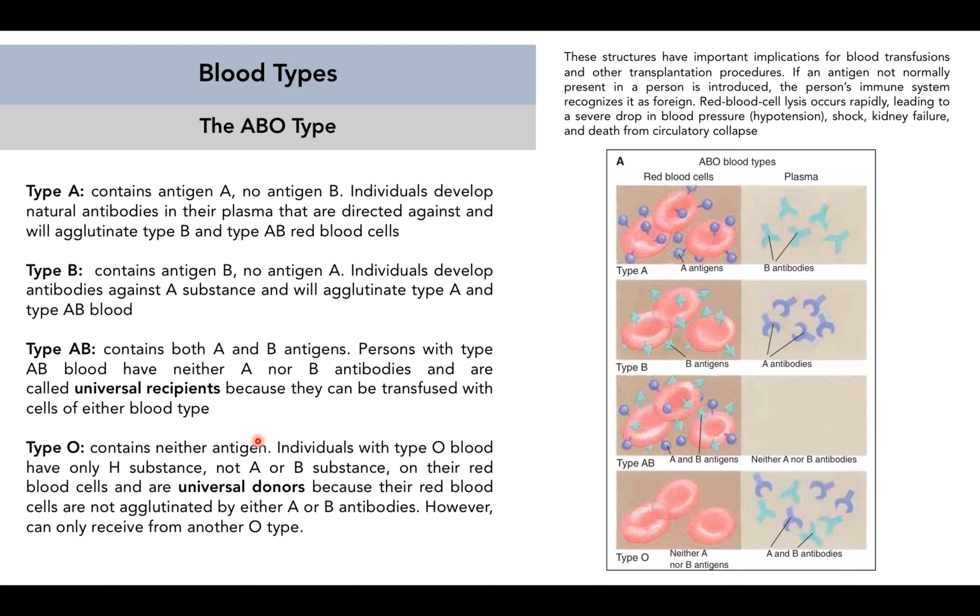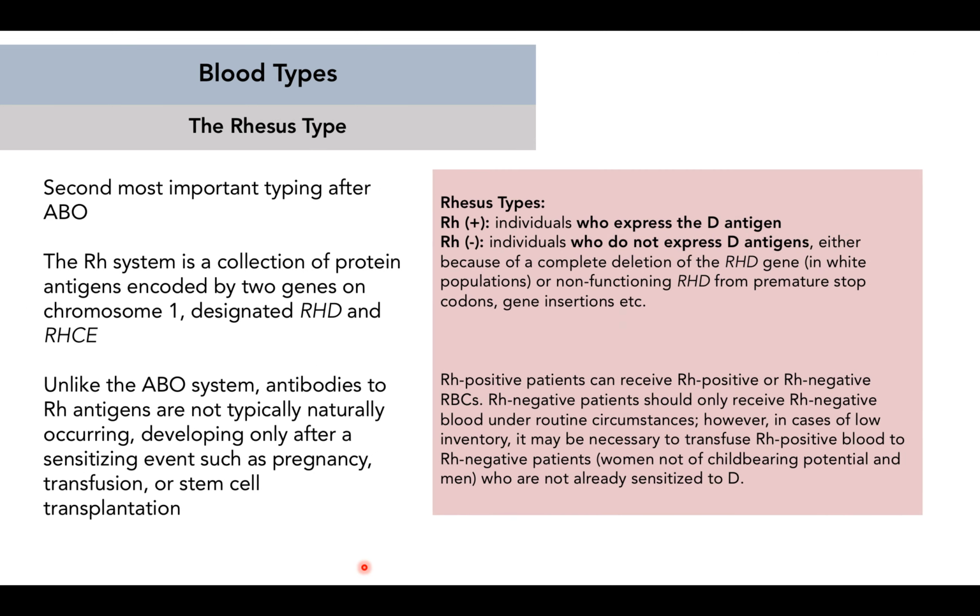Meanwhile, with O, because O does not have B and it does not have A, whenever an O individual receives an A or a B type blood, then it will attack. So it will form both A and B antibodies. This means that O can be universal donors, but they are very selective about receiving and can only receive from another O blood type. Now, another blood type that we need to be aware of is the Rhesus type.